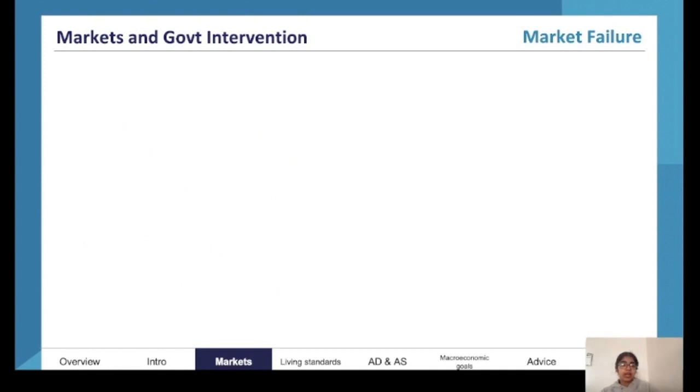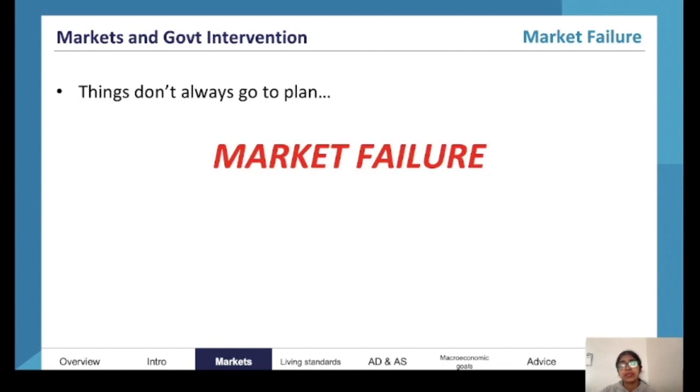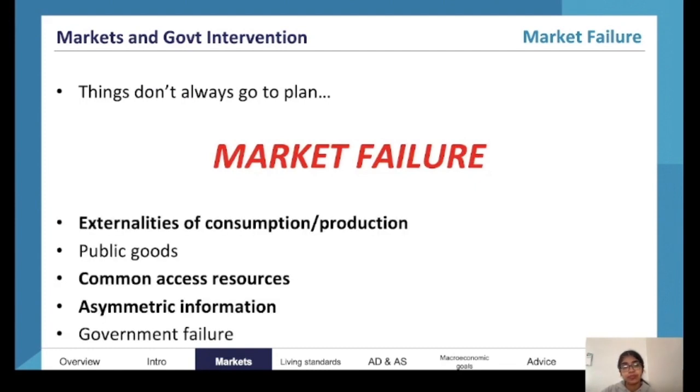Okay, so now let's talk about market failure. Market failure is all about how markets might not allocate resources in a way that maximizes society's living standards. Things don't always go to plan in a free market, and that gives us market failure. So this is pretty much when the market fails to allocate resources in a way that maximizes living standards. Simple as that, that is the definition of market failure.